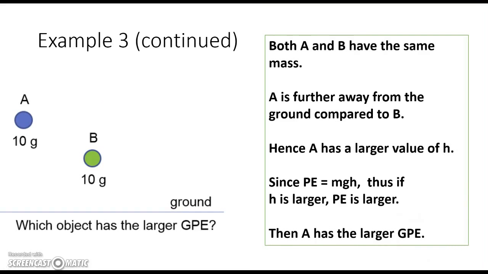Right, so let's continue with the other part of example 3. Now here I have two masses, A and B, and they have the same mass, but A is at a larger height than B. A is further away from the ground compared to B, so that means A has a larger value of h. With the same reasoning, the mass is the same, g is always the same at 10, so if h is larger, then the potential energy must be larger as well. We do not need to perform any calculations. We can straight away see that A has a larger gravitational potential energy simply because it is further away from the ground.